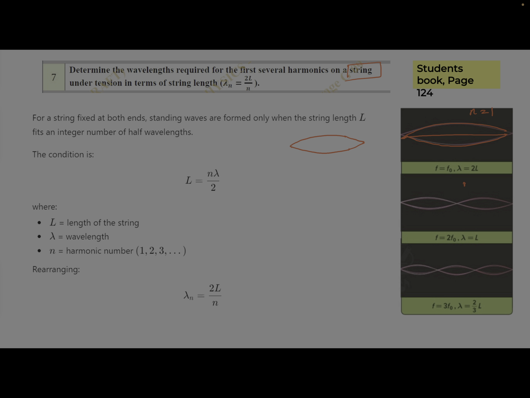Then harmonic 2 means 2 vibrations. Harmonic 3 means 3 vibrations, meaning 3 loops. So the first loop means 1 harmonic. 1 harmonic means 1 loop. This is called a loop. 2 harmonic means n equals 2 loops, 3 harmonic means 3 loops. So if there is only 1 loop, that 1 loop carries the length L equals lambda by 2.